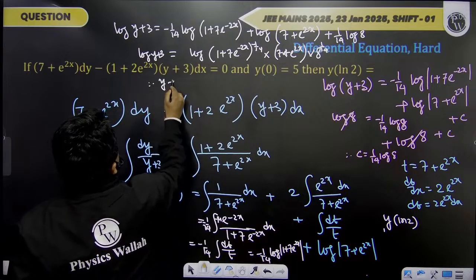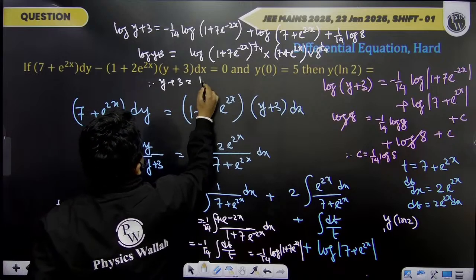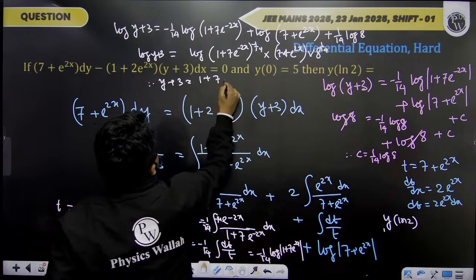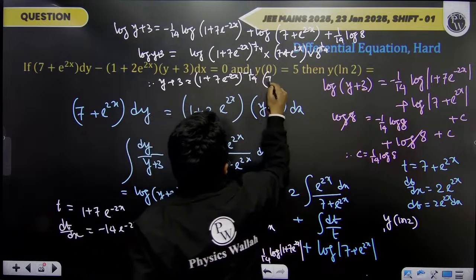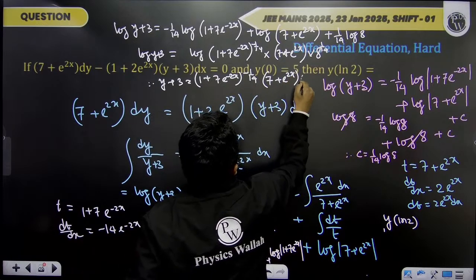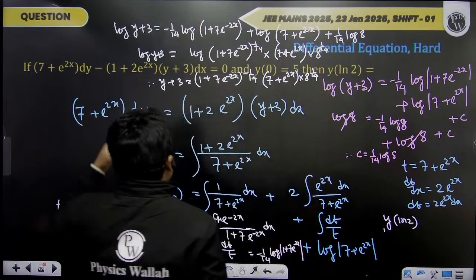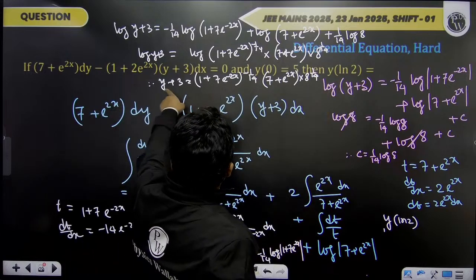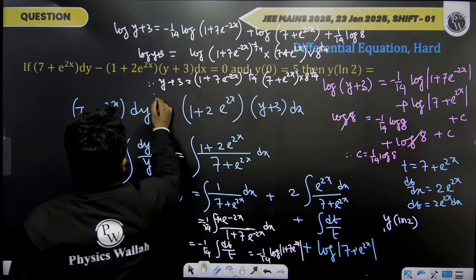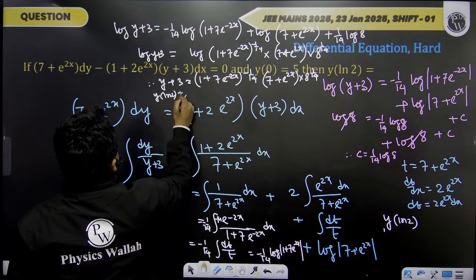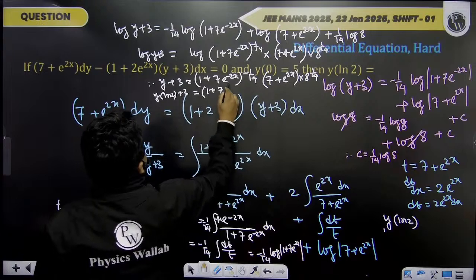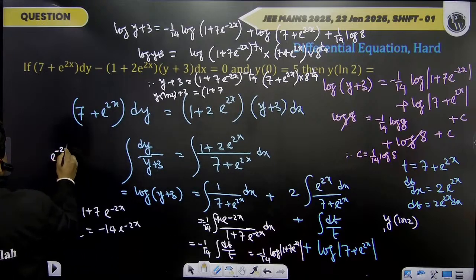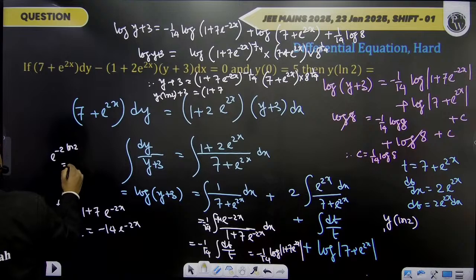Therefore y + 3 will be equal to (1 + 7e^(-2x)) whole power minus 1/14 into (7 + e^(2x)) into 8^(1/14). So here what we'll do, we'll put x equal to log 2. So y of log 2 plus 3 equal to (1 + 7e^(-2 log 2)) whole power minus 1/14 into (7 + e^(2 log 2)) into 8^(1/14). e^(-2 log 2) will be equal to what? That will be 2 power of minus 1/2, right?